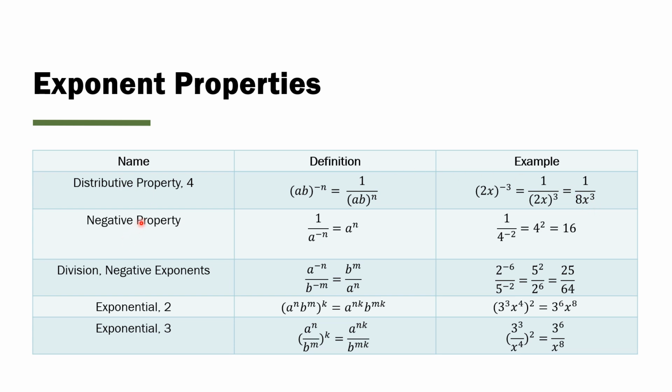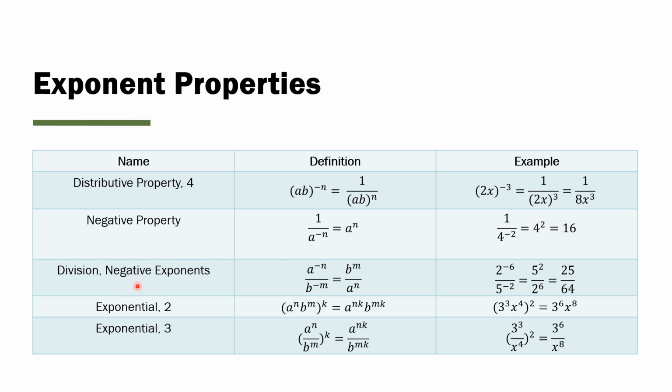Now, this kind of goes off the last two properties, but again, if I have 1 divided by a to the power of negative n, I can just negate the n, and place the a in the numerator of my fraction. So we just get a to the power of n. So 1 divided by 4 to the power of negative 2 is just equal to 4 to the power of 2. I negate the 2, and I put 4 in the numerator, so we get 16.